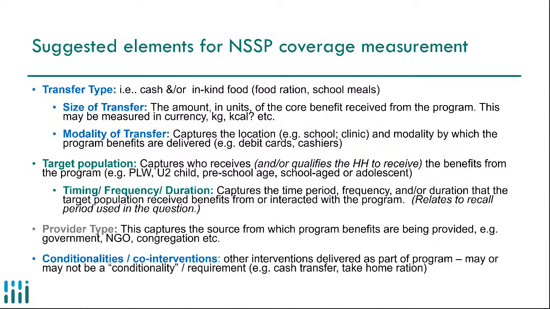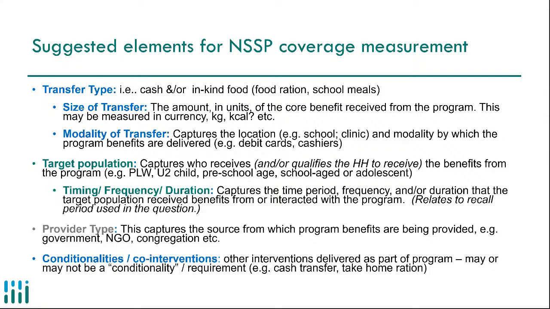The transfer type goes into exactly that. What is the type of transfer that was given as part of the program? So for instance, was it cash or food? Food ration, maybe school meals in the example of school feeding programs. What is the size of the transfer? So this is really the amount in units of the core benefit that was given from the program. And it could be currency, kg, kcal, depending on what the benefit was.